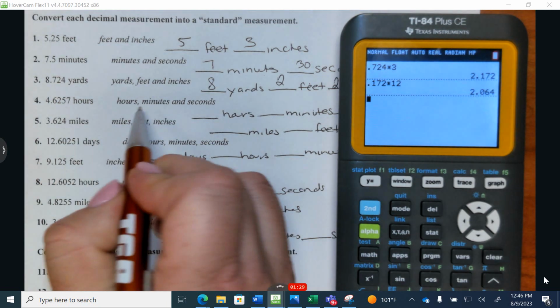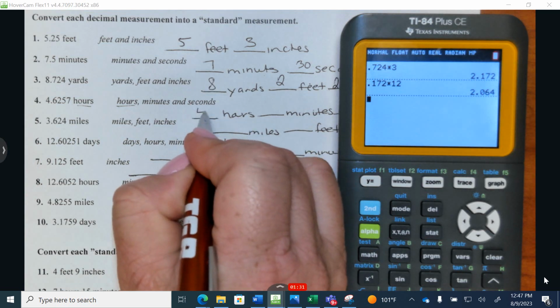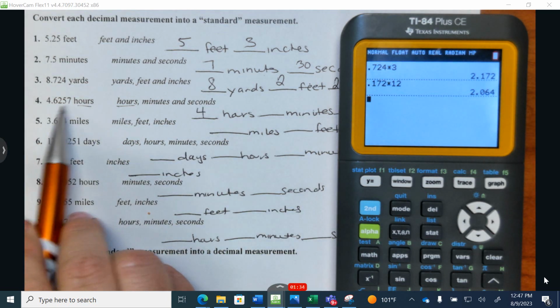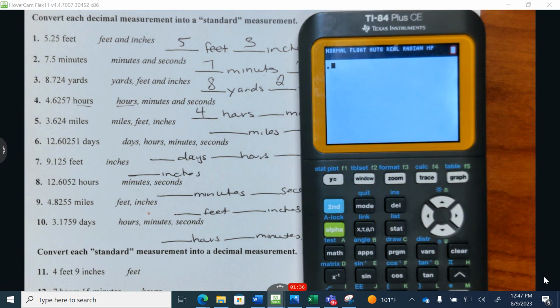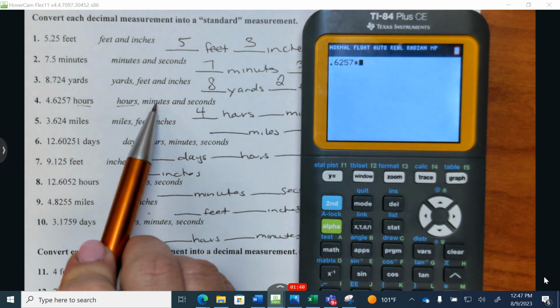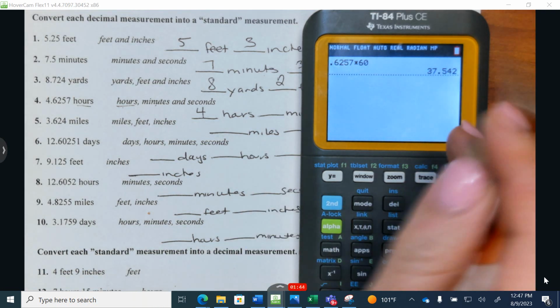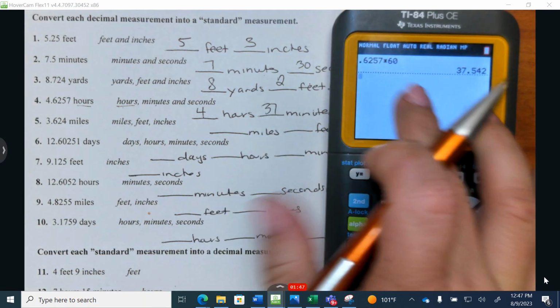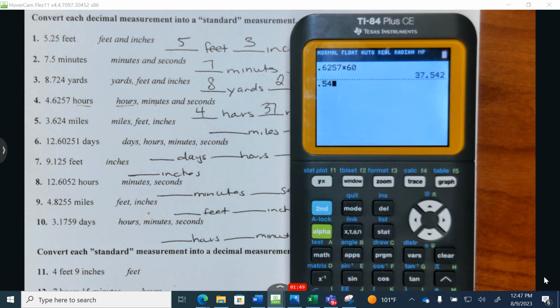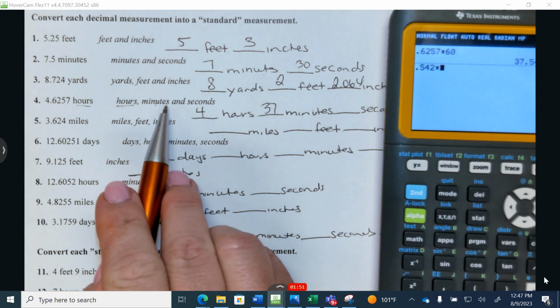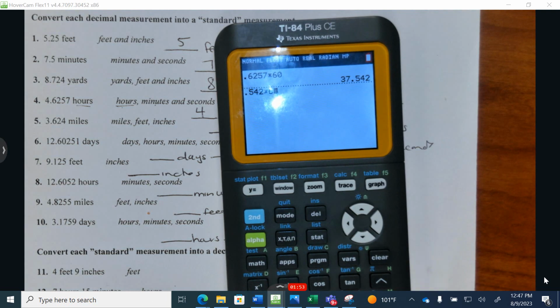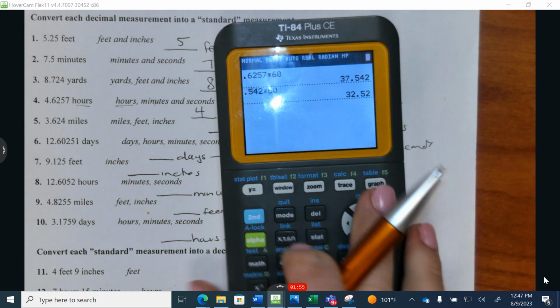4.6257 hours. So we have automatically 4 full hours. I'm going to take the remainder and ask myself how many minutes are in 1 hour. There are 60 minutes in 1 hour, so we have 37 minutes. Taking the remainder, how many seconds in 1 minute? There are 60 seconds in 1 minute, 32.52.